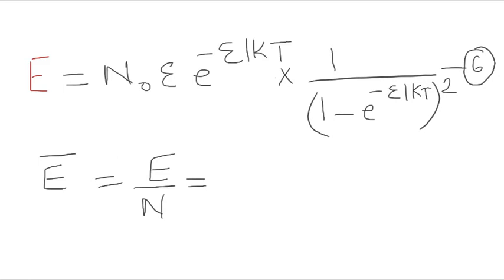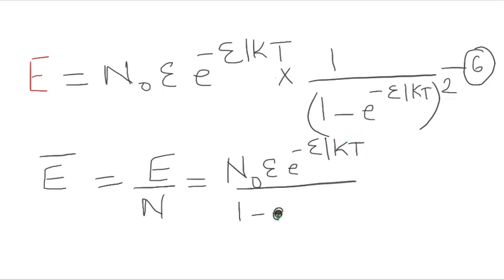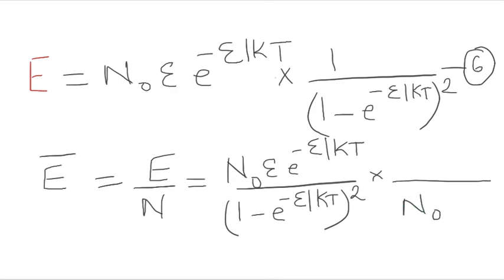So E is given by the expression n0 epsilon e raised to minus epsilon by kt divided by 1 minus e raised to minus epsilon by kt the whole square. Okay, don't get confused, that's just the expression for energy alone. Now the number of oscillators is given by equation number 5, and we have to divide by it. So equation 5 is n0 by 1 minus e raised to minus epsilon by kt. So that will go up, e raised to minus epsilon by kt.